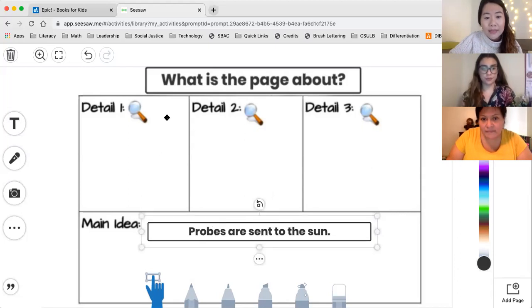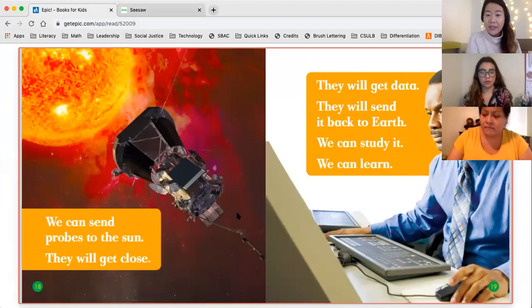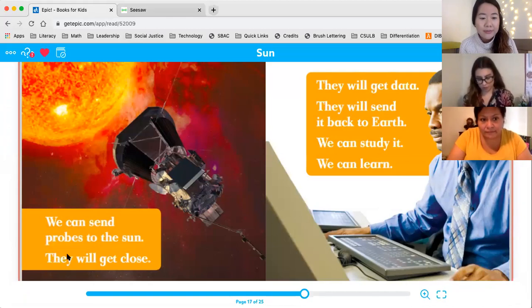Then we're going to go back and see, can we find 3 details that support our main idea? So I'm going to read the text and give our teachers and you some time to think about what details we should include in our graphic organizer. We can send probes to the sun. They will get close.